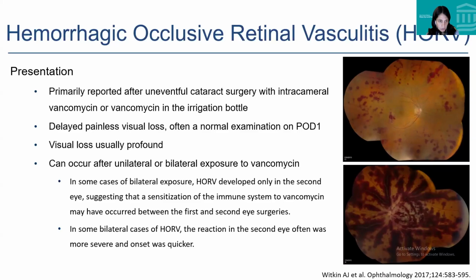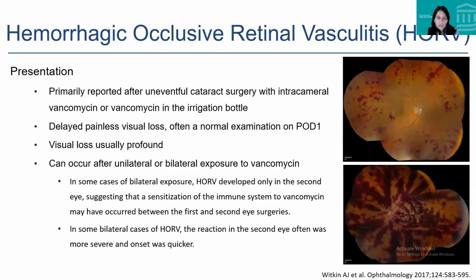These patients, as with the one presented, have delayed painless visual loss. They often have a totally normal exam on post-op day 1. And then when they do present, at a median of about 8 days after their cataract surgery, the vision loss is quick and often quite profound because of the extensive vasculitis and ischemia. It can occur whether the patient is exposed to vancomycin in one eye only, or if they're getting it in both eyes or in a second eye sequentially.